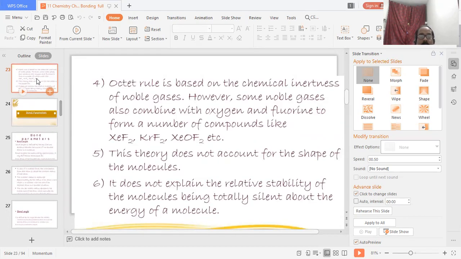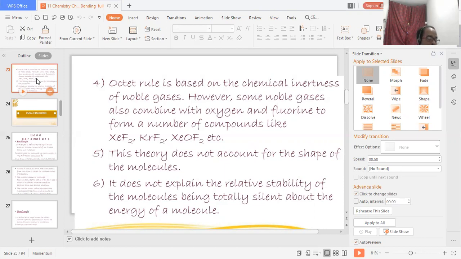Next, the octet rule is based on the chemical inertness of noble gases. However, some noble gases also combine with oxygen and fluorine to form a number of compounds, like xenon fluoride, krypton fluoride or xenon oxygen fluorides. This theory does not account for the shape of the molecules, and it does not explain the relative stability of the molecules, being totally silent about the energy of molecules.